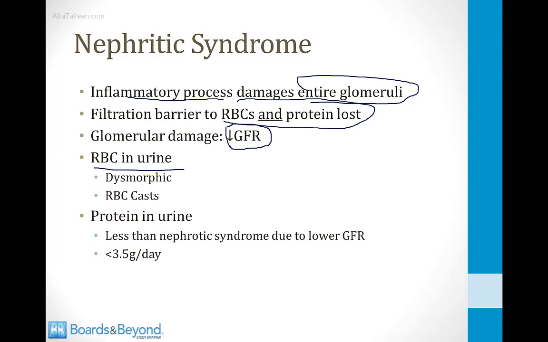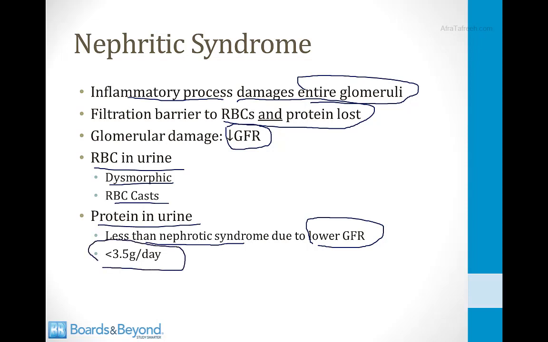There will be red cells in the urine. They will be those dysmorphic red cells, or you may see those casts. And there will be protein in the urine, but importantly, it's less than nephrotic syndrome. Because these patients have a low GFR, they don't excrete as much protein per day as patients with the nephrotic syndrome. So these patients will have urine with protein described as less than 3.5 grams per day. That number 3.5 is a key number. Nephritic syndrome usually has less than 3.5, and nephrotic usually has more than 3.5.